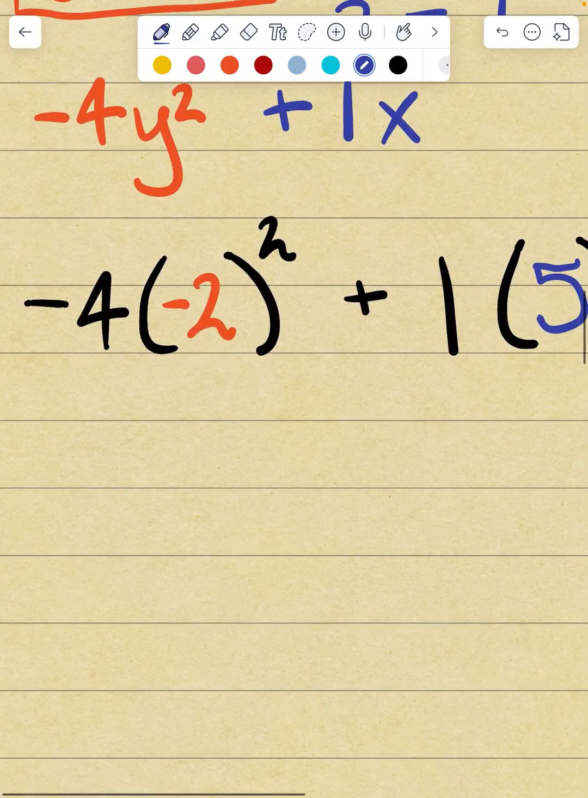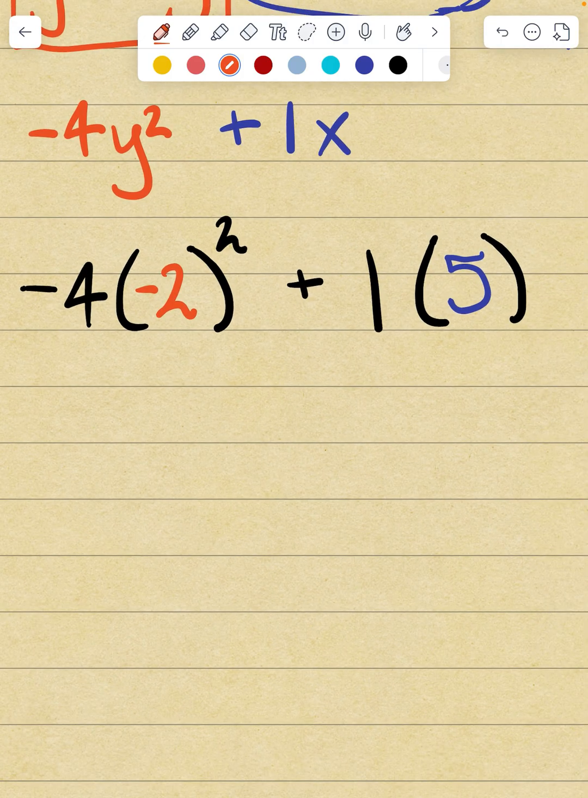Okay, and then we'll get -4 times -2 to the second. So now that we've got it all written out, I actually need to expand this and then multiply.